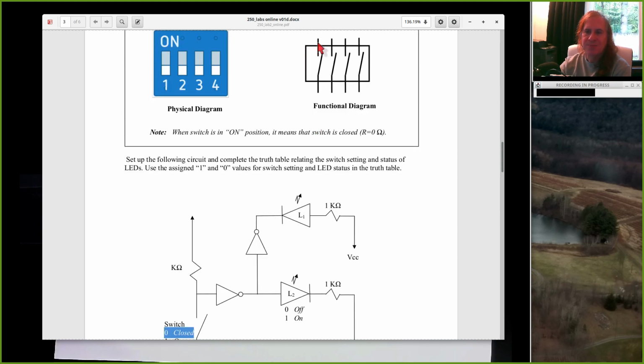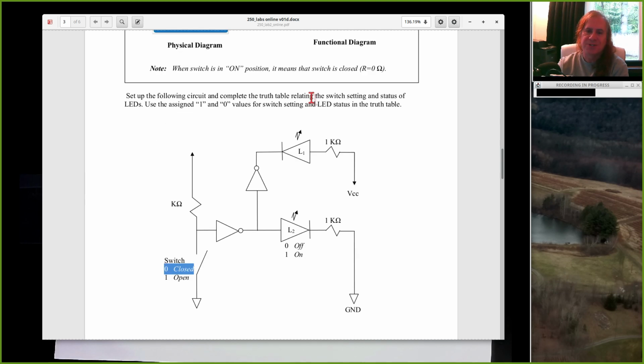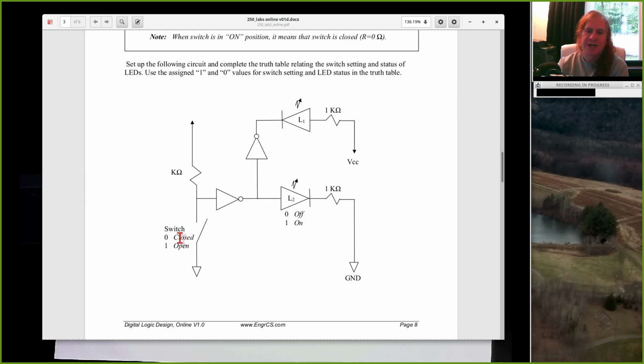And on is when one side's connected to the other, so there's no resistance. And usually the physical switches are labeled with the word on one side. If you're not sure in Tinkercad which way is on, use your multimeter. The position that corresponds to 0 resistance from one side to the other, that's the on position. And for us, on or closed is going to be a 0.